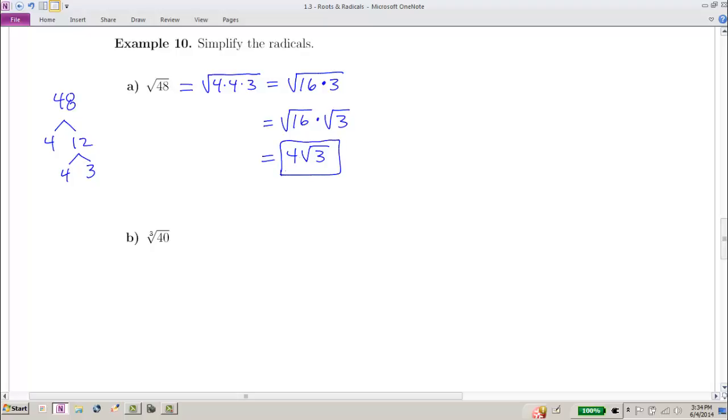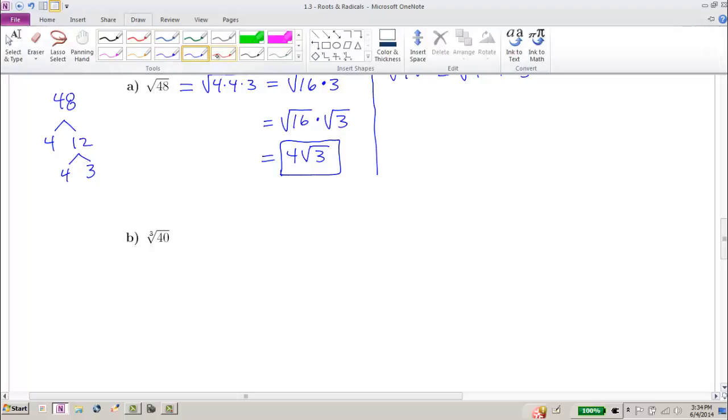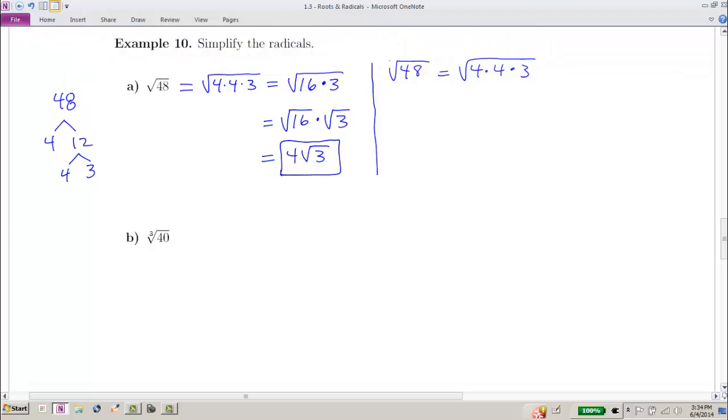Now another way to do this, and I think this might be just a little bit simpler, again we start by factoring. So the square root of 48 is 4 times 4 times 3. And here's the rule: you look at the index of the radical, and the index is the little number right here. When no number is written, it's a square root, which means really it's a 2, right? We have a square root here.